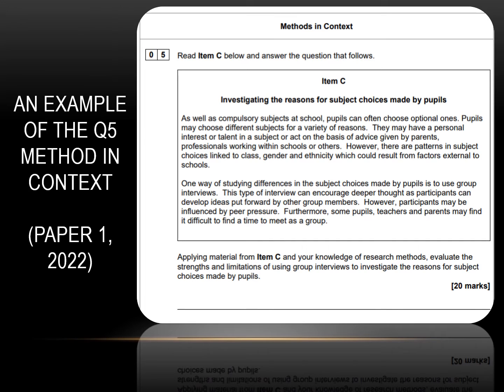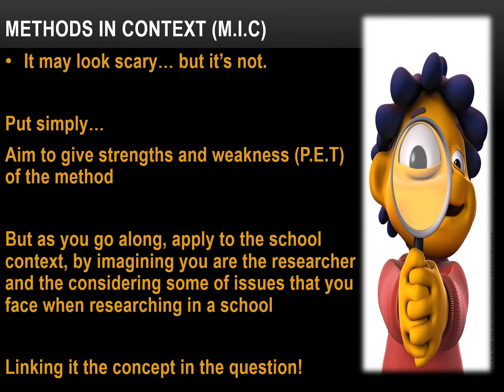A question like this might look really daunting, but it's not. Put really simply, you've just got to give some strengths and weaknesses of the method. Make sure you've got your practical, ethical and theoretical at some point in your answer, and as you go along, apply them to the school context. Imagine that you are the researcher considering the issues and barriers that you might face when researching in a school, and then link it to the concept or idea that is in the question.